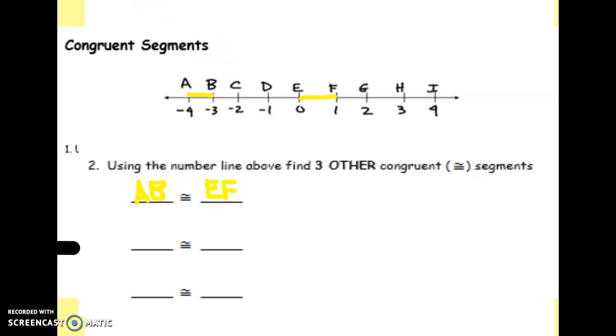You could go for measurements that are more than 1. I could say 1, 2, 3. Now I'm starting at A and I'm ending at D. That is a distance of 3. So again, I can pick any other distance I want as long as it's 3. 1, 2, 3. And I could say I to F.